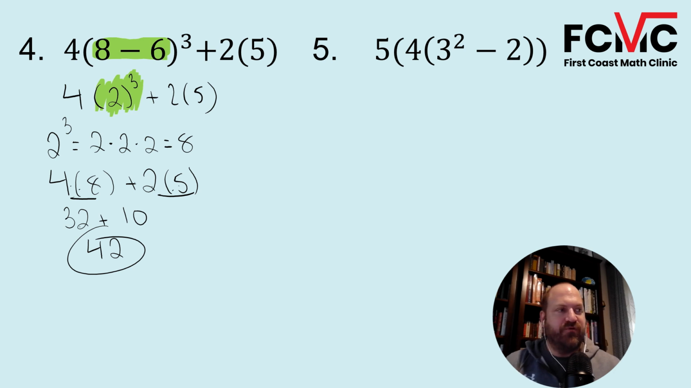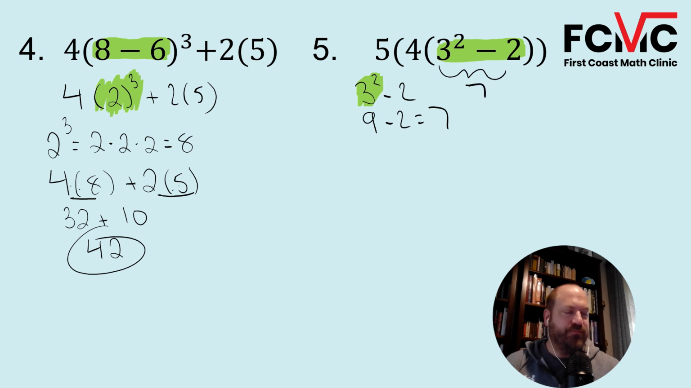All right, last one, number 5. We've got a number of different parentheses, grouping symbols, and exponents. So we're going to start inside our parentheses with the 3 squared minus 2. I've got to start with this 3 squared specifically. 3 squared is going to give me 9, minus 2, which is 7. So I can replace everything inside the parentheses here with 7.